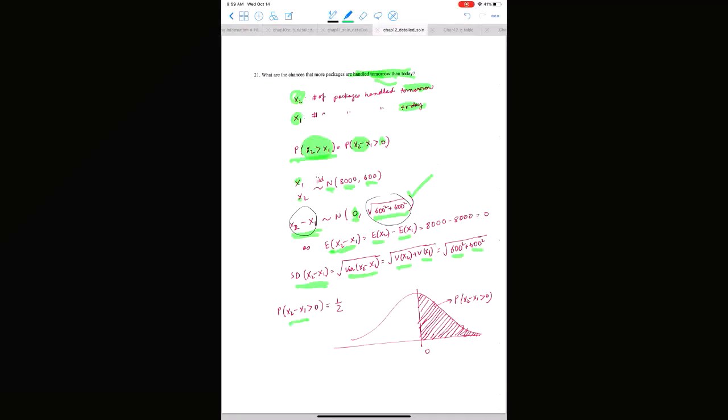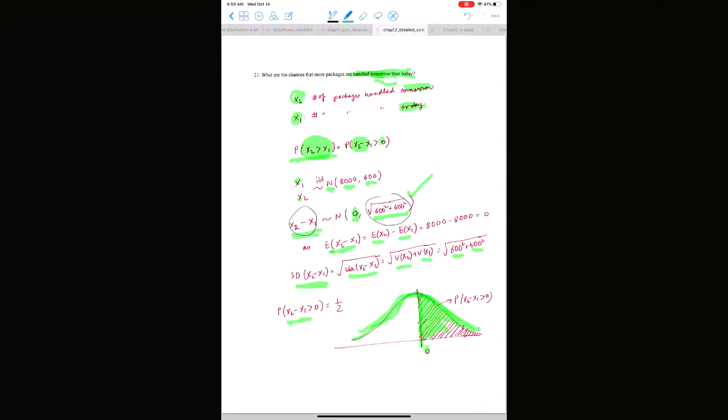So x2 minus x1 is a distribution which is centered around 0, and so the probability of x2 minus x1 greater than 0 is 1/2.